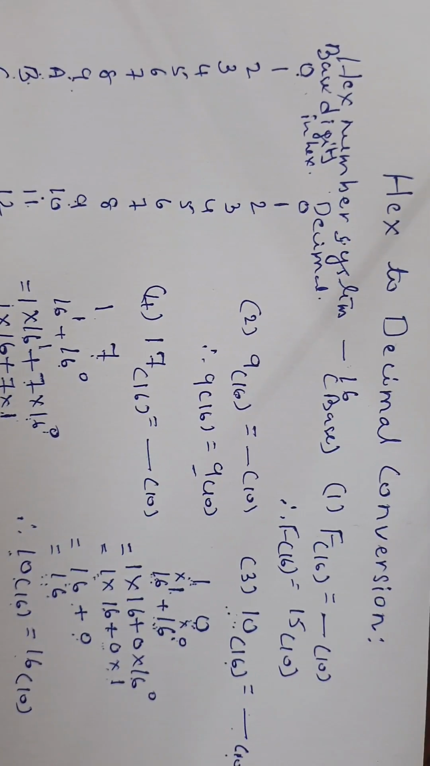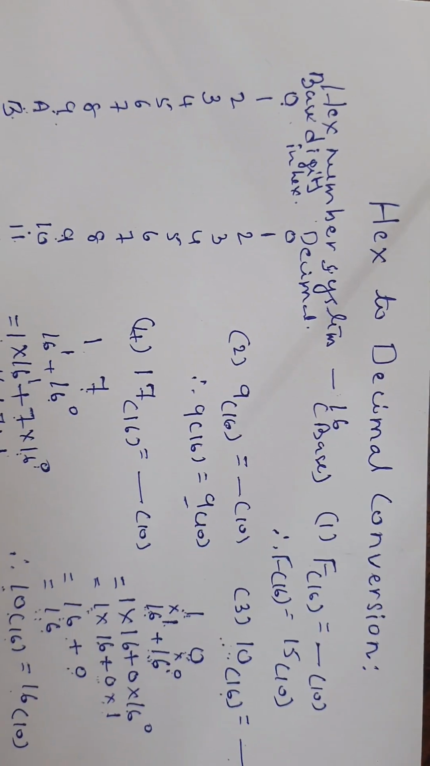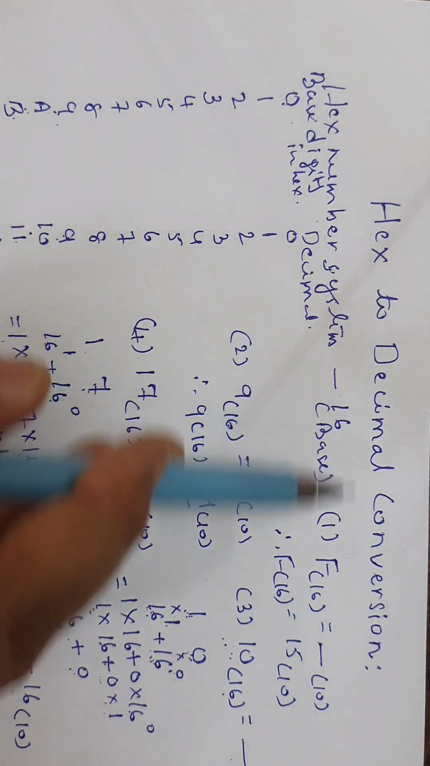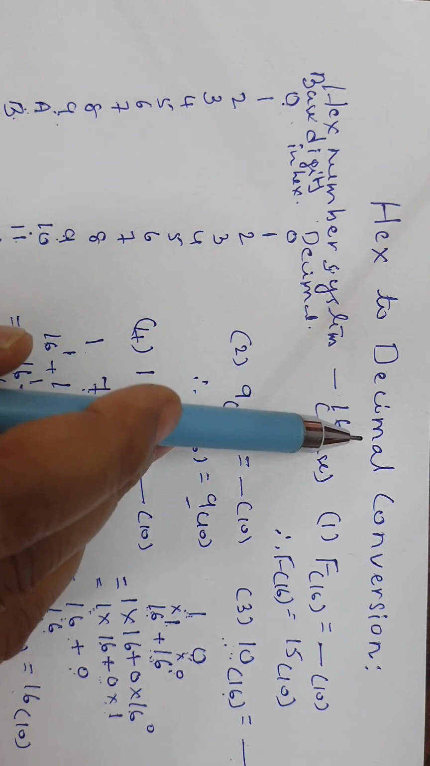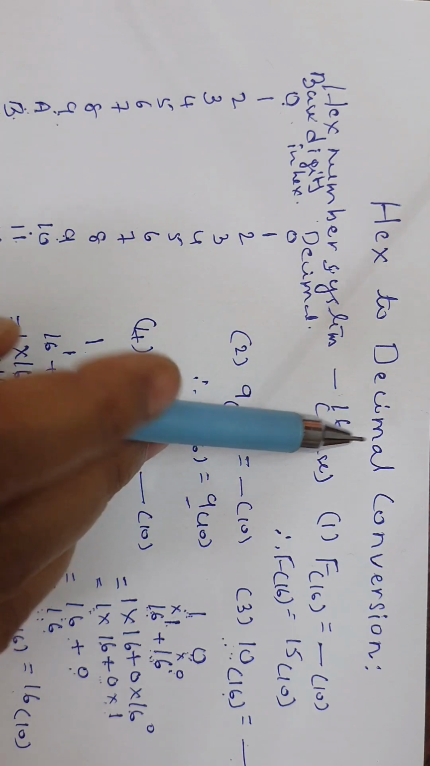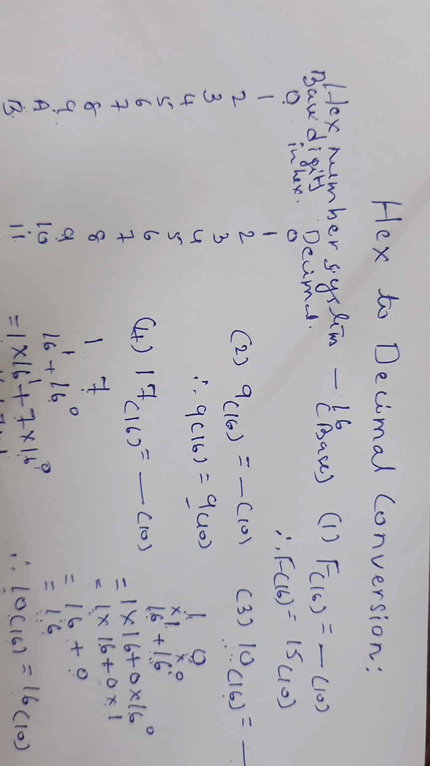So what was the topic under discussion here? Hex to decimal conversion. If a hex number is given, how to convert it to its decimal equivalent. I hope you understood. Thank you.